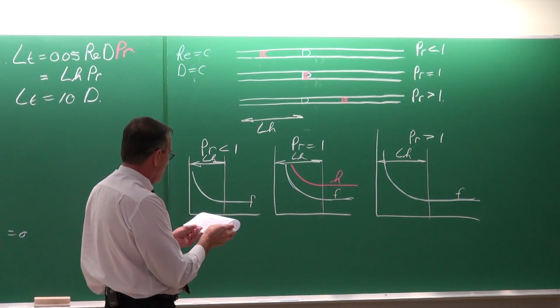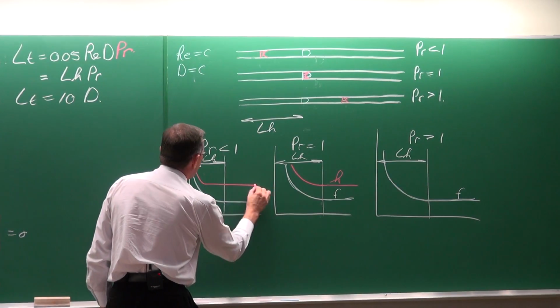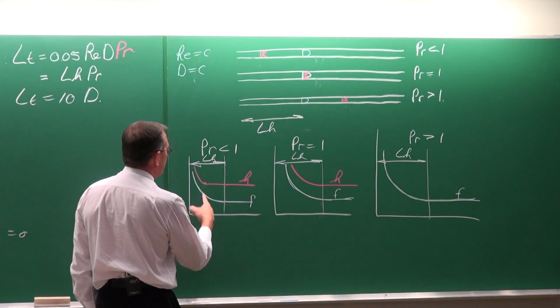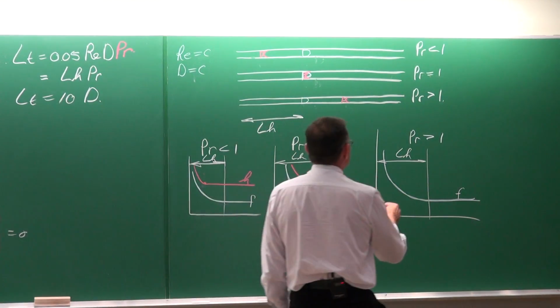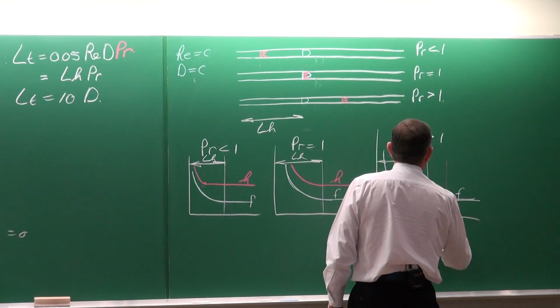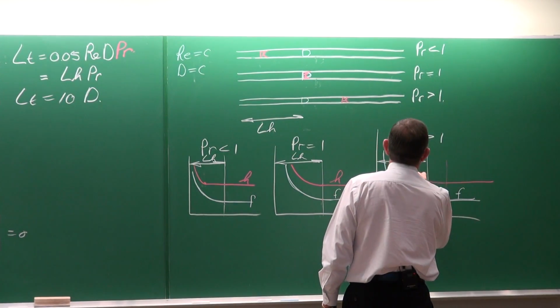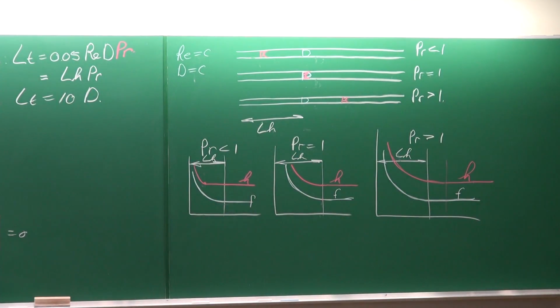If Prandtl is smaller than 1, it means we're going to have something like that. The heat transfer coefficient is going to be fully developed before the friction factors. While in this case, it's going to be something like that. From there on only, it is fully developed. Do you follow that?